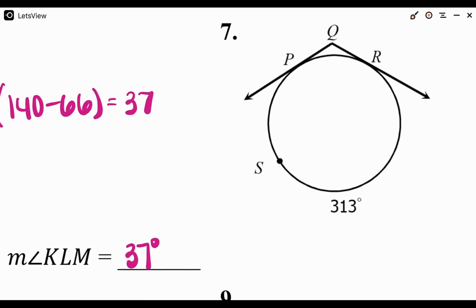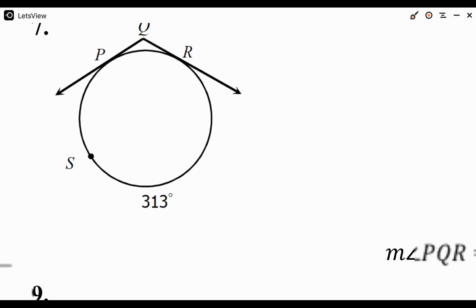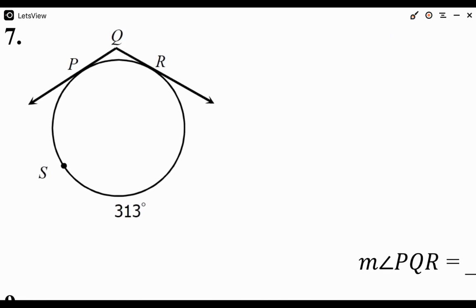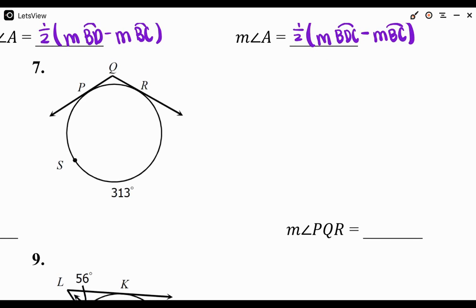Okay. Number 7. So we have two tangent lines. So we're going to be taking our PSR minus PR. So first we need to find PR. So we're going to do 360 minus 313. And that is going to give us 47. So in here is 47, this little arc.